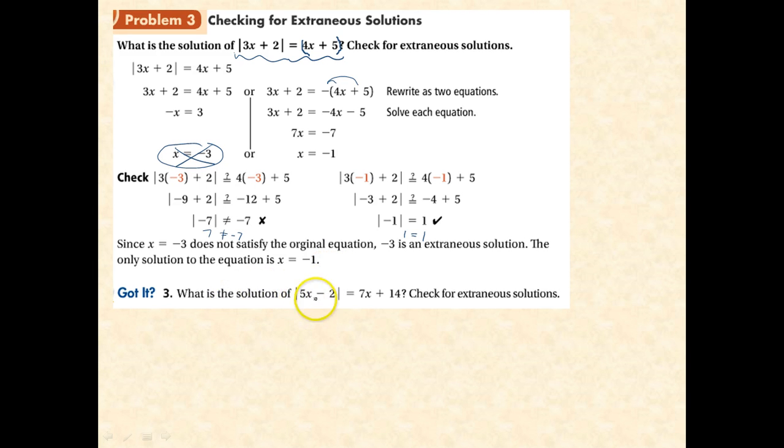Pause. Try this out. See if you can figure out what the solutions or solution is. Push play when you're ready to see it.